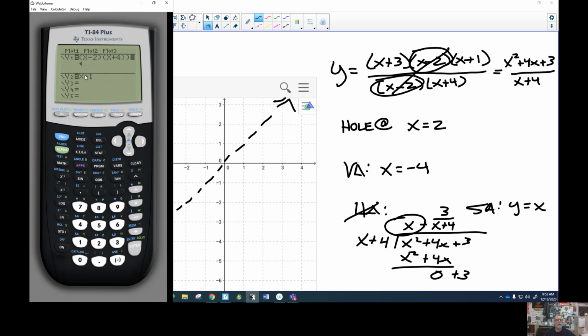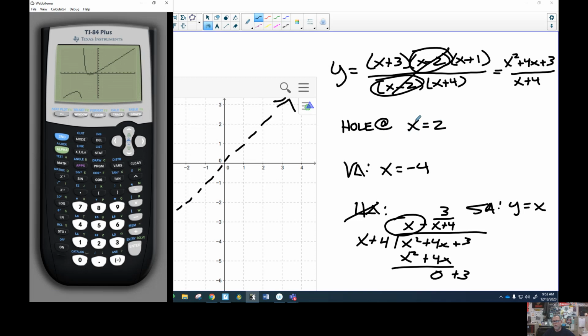And I am going to go down and clear out that one too, so I don't have that in there, and graph this. And what I see is that slant asymptote. All right. And we see the behaviors up in this quadrant and down in that quadrant. But we know there's a hole at x equals 2.